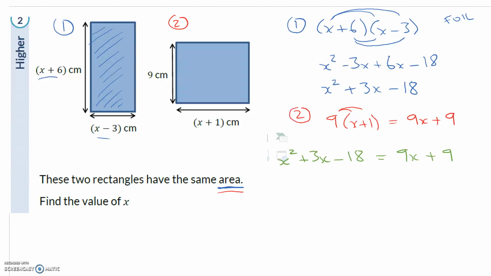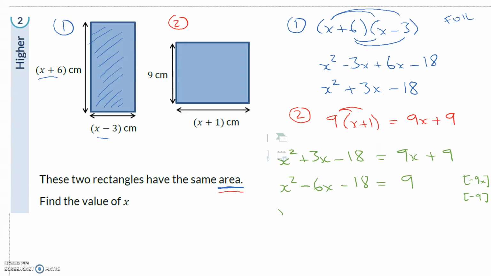This is looking like we've got a quadratic on the left, because we've got some terms of x squared. Let's simplify our x terms. So x squared. Right, we could do with getting that 9x on the right onto the left-hand side. So let's subtract 9x from both sides. That's going to give me positive 3x subtract 9x. That's going to give me minus 6x. And we've still got the minus 18. We've now got just the 9 on the right hand side. So let's subtract the 9.